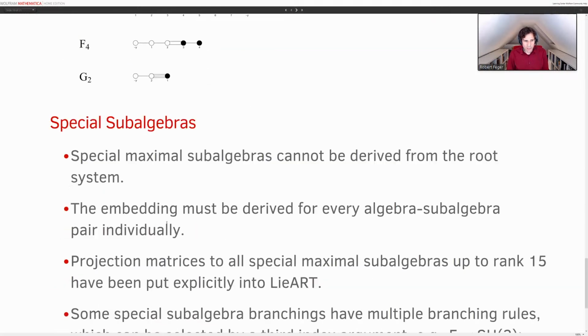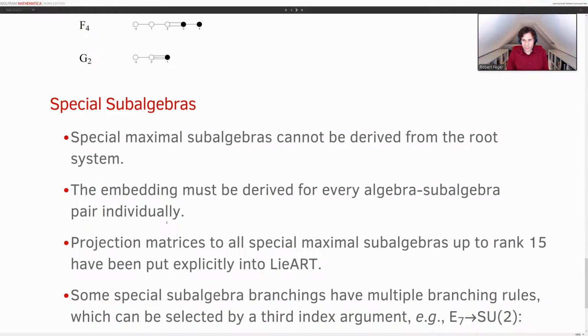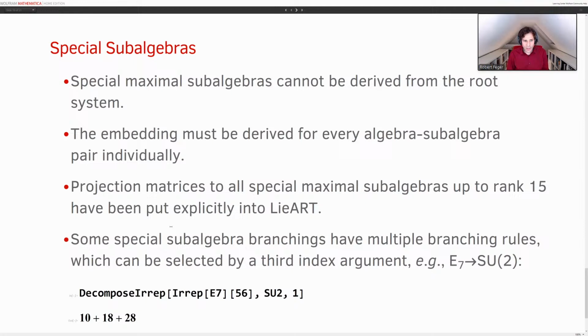There are also special subalgebras. They come with a very special embedding, and you cannot really derive them from the root system; they need to be determined individually for every algebra and subalgebra. There are a lot of projection matrices found in the literature, and you can just put them into LieART, and we did that for up to rank 15. That was the major accomplishment of Robert Saskowski, who did this work. It's just one line here, but believe me, this is really a lot of work.